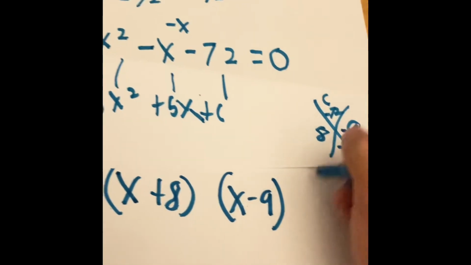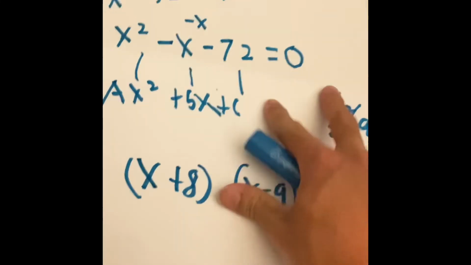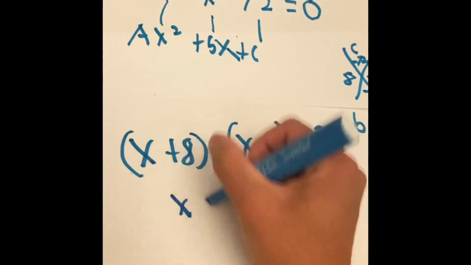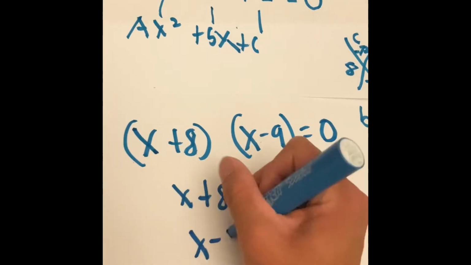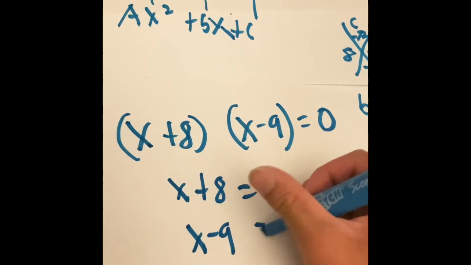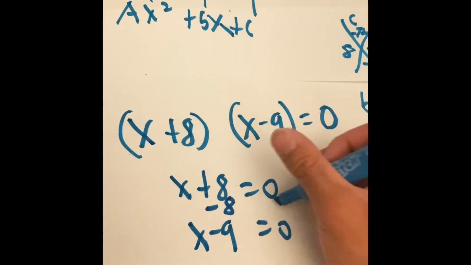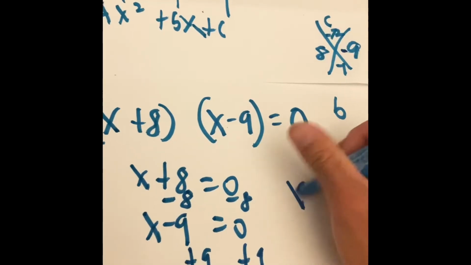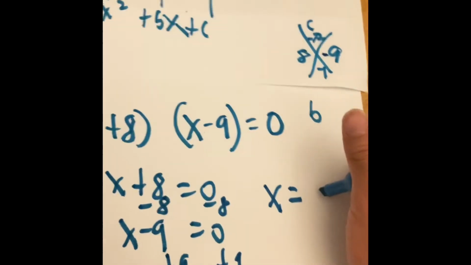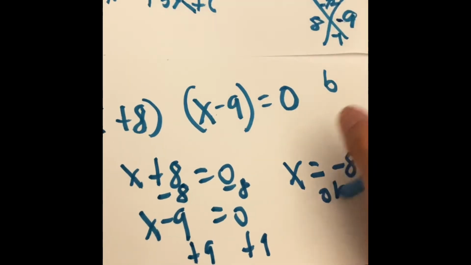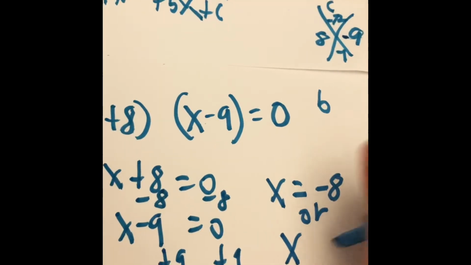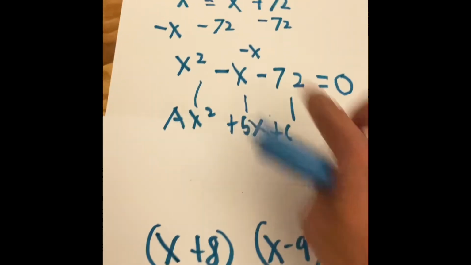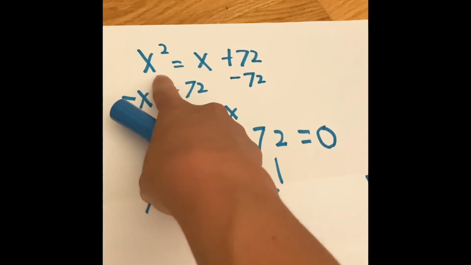There's two more steps we have to do until we get the two x's. We have to simplify them using the zero product. So x plus 8 and x minus 9 equal 0. Subtract 8 from both sides, add 9 to both sides. For the first one, x is going to equal negative 8, or x is also going to equal positive 9. And those are the two answers for making this equation true, or this quadratic trinomial.